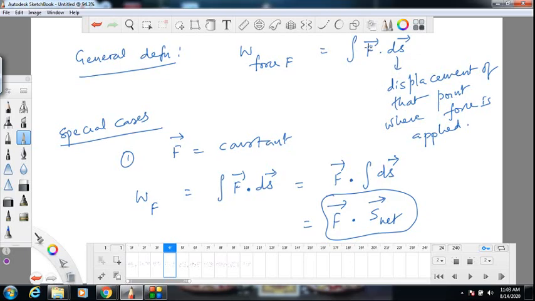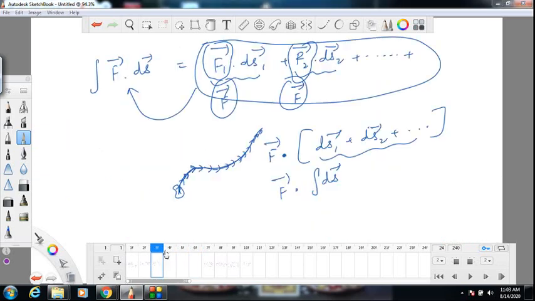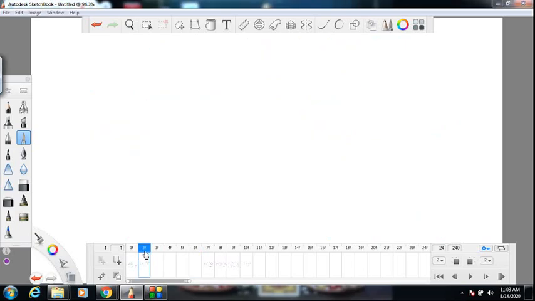General definition. Special cases there are two. One special case is if force is constant in both magnitude and direction, then you can write work done by that force as F dot s. And the second case is when F is perpendicular to ds always, at every moment, then work done by such a force is 0. So we have these two special cases. Now let us look at one example first, where all these three things come into the picture: the general definition, special case 1 and special case 2. Let's look at such an example.